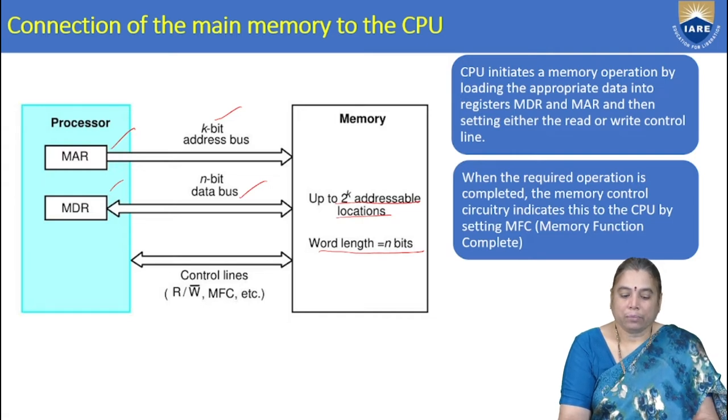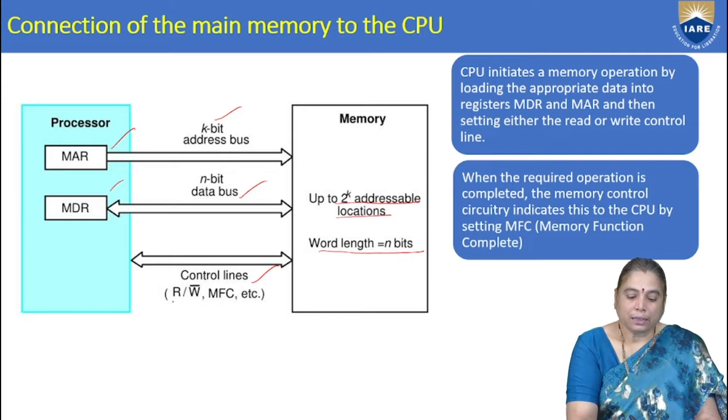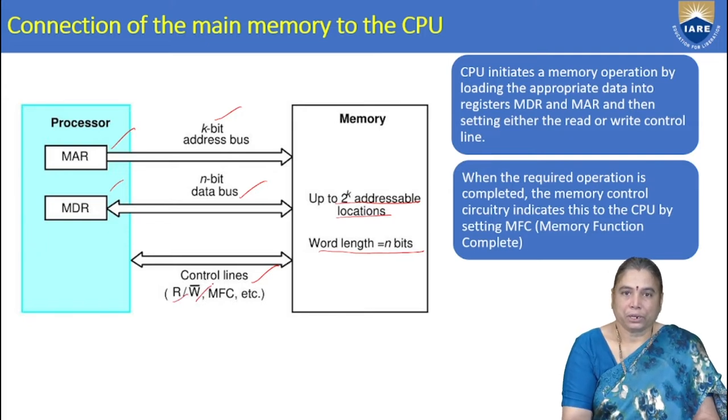Not only these address and data lines, a special line has to be used, that is the control line. The control line is used to specify what operation is to be performed on the memory. The general operations that can be performed on the memory are either read or write operation.